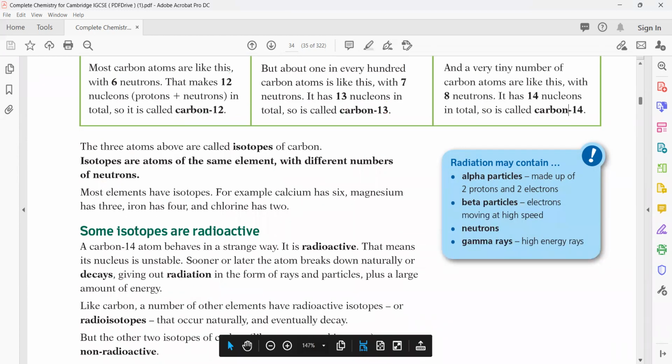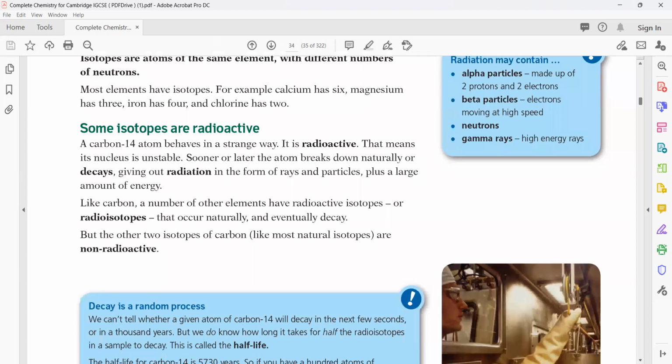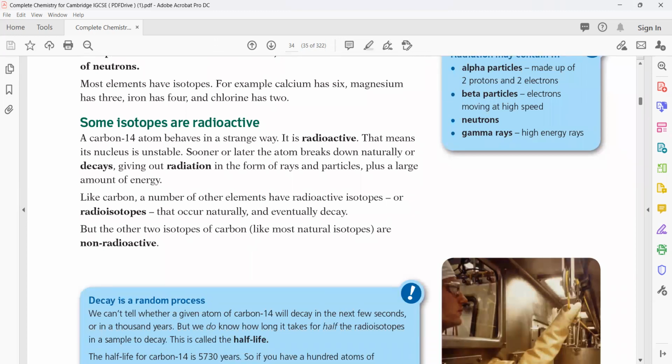Now, let's see. Most elements have isotopes. For example, calcium has 6, magnesium has 3, iron has 4, and chlorine has 2. So a few elements are mentioned here. They have their isotopes. Some isotopes are radioactive. What does it mean? Do you have any idea about radioactive, or they have radioactivity? Radiation. Very nice. Excellent. Radiations.